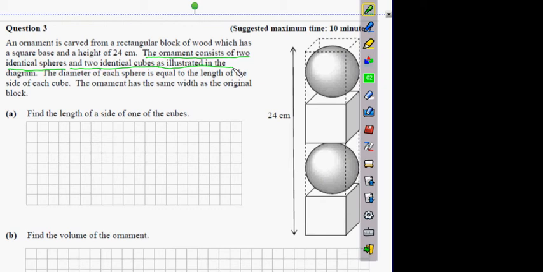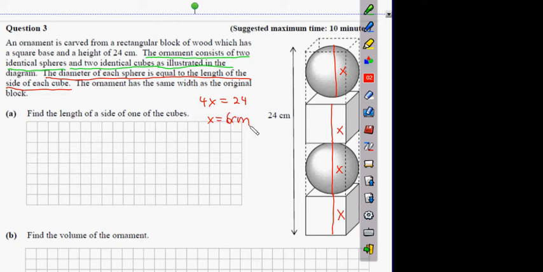Now, what else do we have? The diameter of each sphere is equal to the length of each cube. So look. Call that x. The length of this is x as well. The length of this is x. And the length of this is also x. I got that from this part here in red. Okay? So, what does that mean? How many x's do I have? 4. 4 times the diameter, or 4 times x is 24. What's x then?